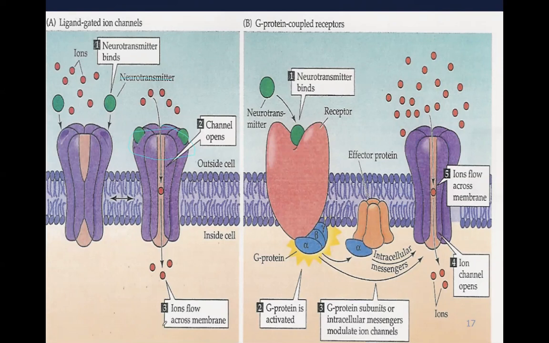So we also have over here, if we change the term neurotransmitter to drug, the drug would bind to the receptor. It could activate the G protein, which could then activate intracellular messengers, which then modulate this action over here and allow the ions to come in. So the drug is acting just like a transmitter, okay? Just like neurotransmitters have specific receptors, drugs act on specific receptors, okay?